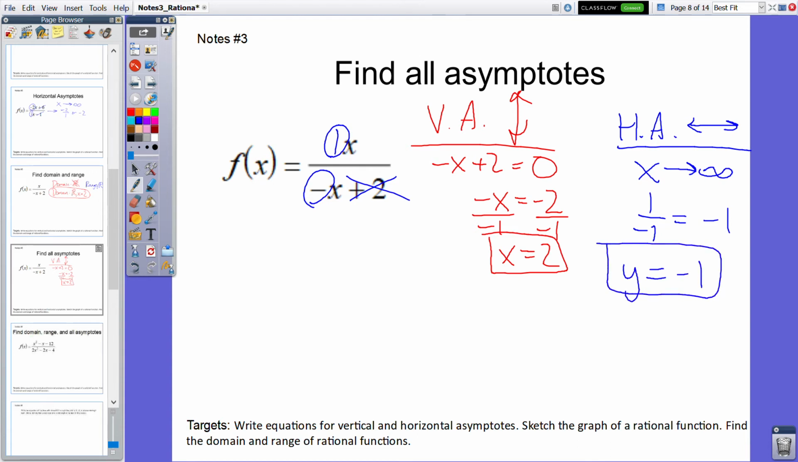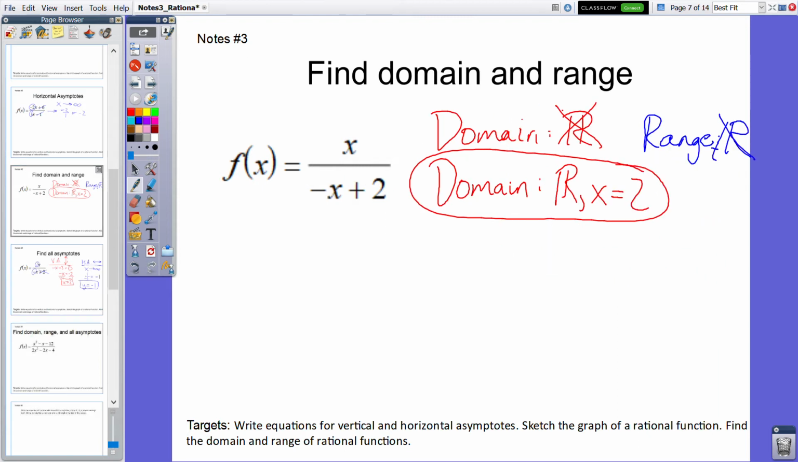So then once again, we can go back and amend what our range is. Okay, so it's no longer just all real numbers. Our range has to be all real numbers except y cannot be equal to -1, just like we saw in the previous slide. Okay?